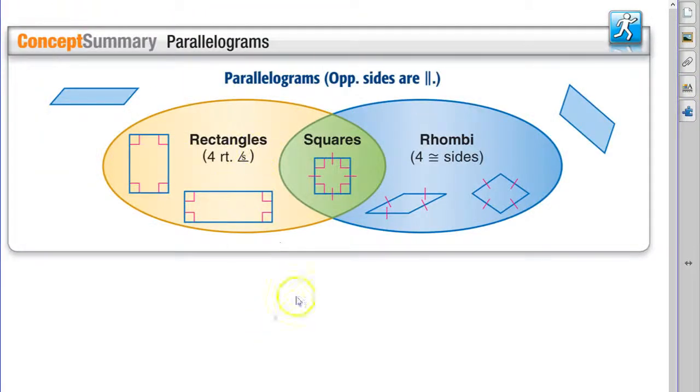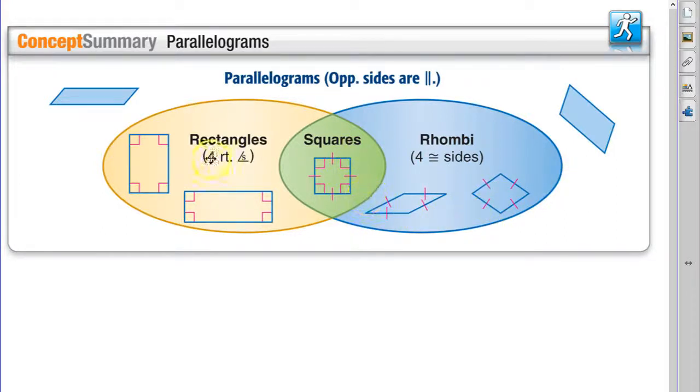Now I like this little drawing the book does here, the Venn diagram, to cover this. So you have every type of parallelogram, the weird general ones we drew in section 6.2. Then we got more specific in section 6.4. We talked about rectangles, 4 right angles. Then in this section we talked about rhombi, or you can use rhombuses as a plural too, but rhombi is the one the book's using. All 4 sides are congruent.